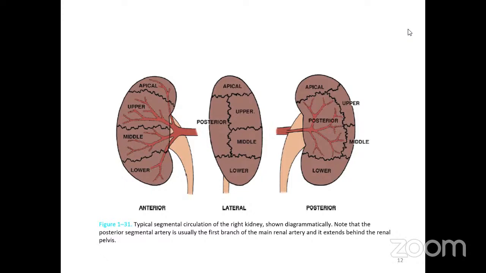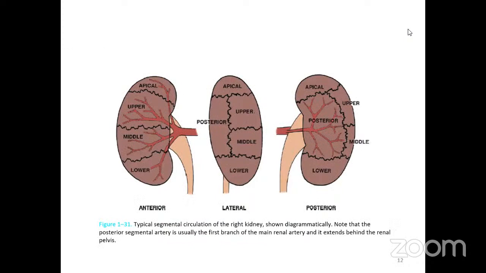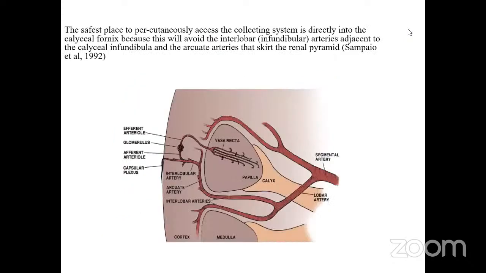Between both the segmental circulations, we have a plane, Brodel's plane, which is a relatively avascular plane, and all the PCNL puncture should be through this plane to minimize bleeding. Now, the safest place for percutaneous access to the collecting system is directly into the fornix, because this will avoid the interlobar and the infundibular arteries.